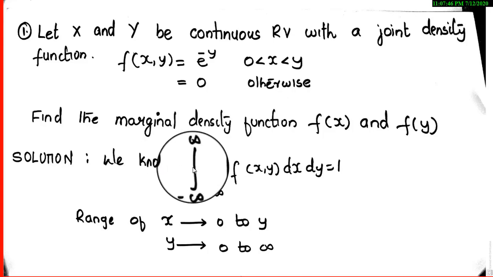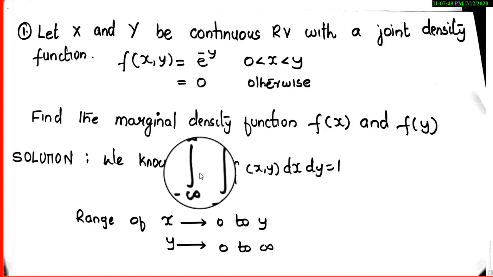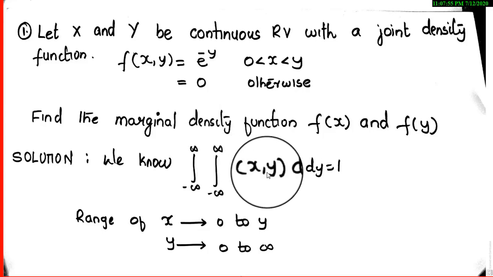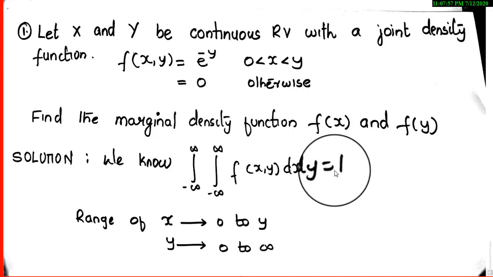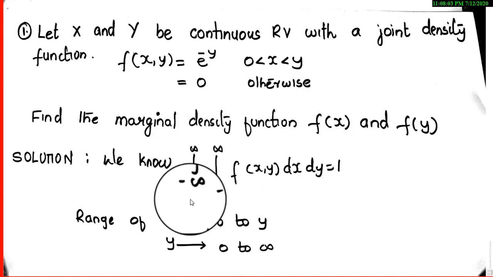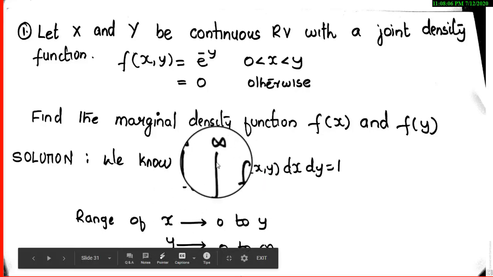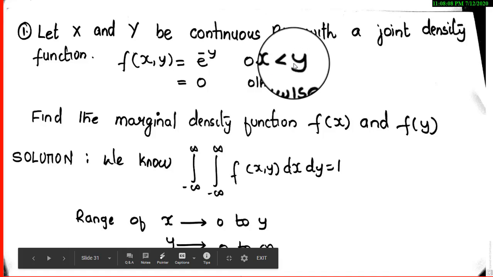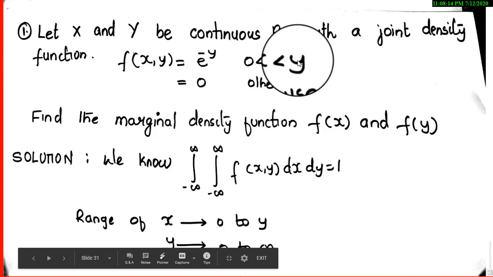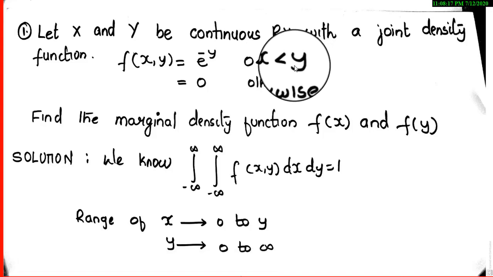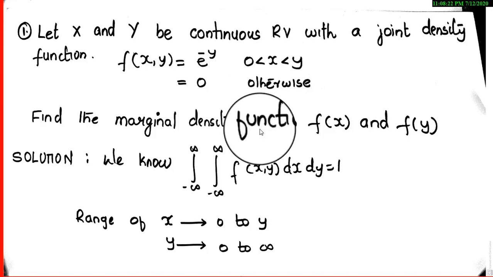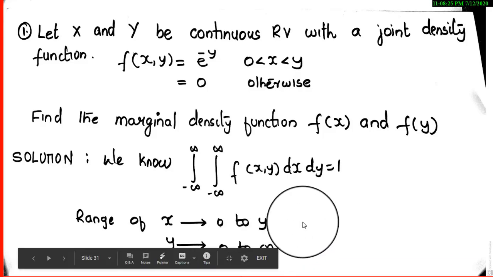We already know that the formula is integration from minus infinity to plus infinity, integration from minus infinity to plus infinity, f of x, y dx dy is equal to 1. Over here at the bottom you can write capital X capital Y also; even if you don't write, it's okay. Now what is the x range? X ranges from 0 to y. And the range of y will be with respect to x, where x is less than y, so the range for y will be from 0 to infinity.